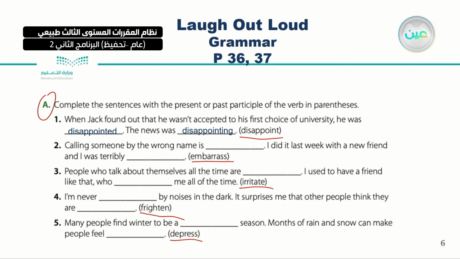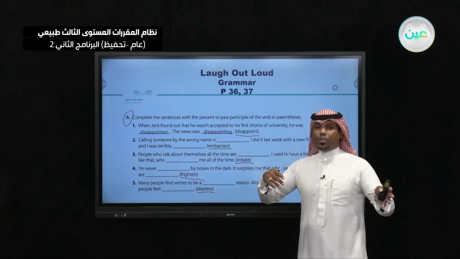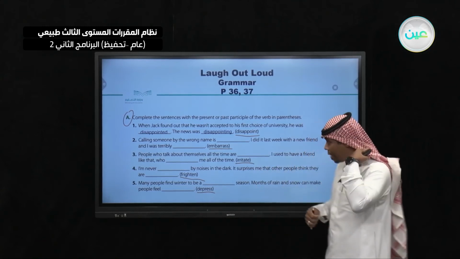Now, you have to pause this video, guys, and try to find out the answer and come back with us to complete all of these 4 remaining sentences. Very good. Let's start number 2. Calling someone by the wrong name is... I did it last week with a new friend and I was terribly... And you have the verb here. You have to add ed with the feelings and ing with the cause. Don't forget that, please, guys.